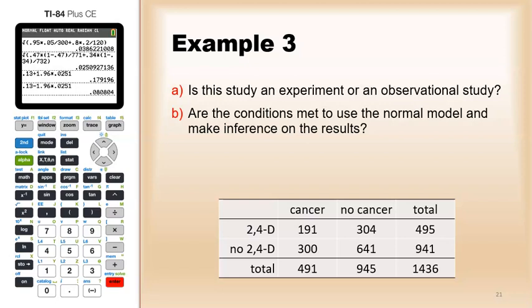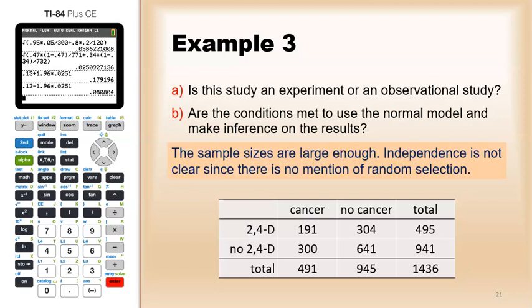Anyway, are the conditions met? Well, if you look at the sample sizes, all these numbers here, all of them are over 10, so the sample size is certainly large enough. However, if you notice in the wording, there is no mention at all about random selection or random assignment, so independence is not really clear in this case. So the results of these, you should be kind of careful in terms of not reading too much into these results.